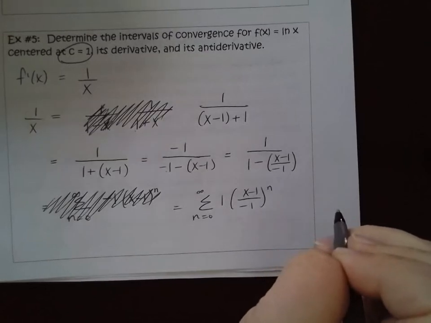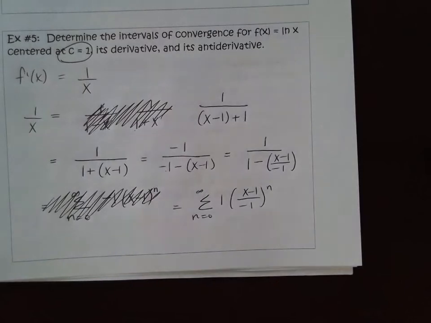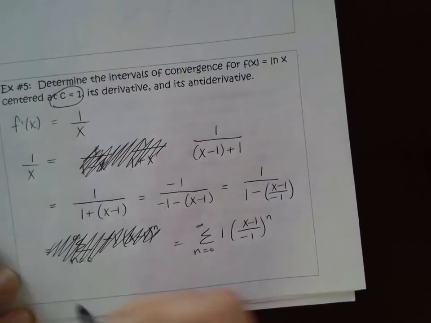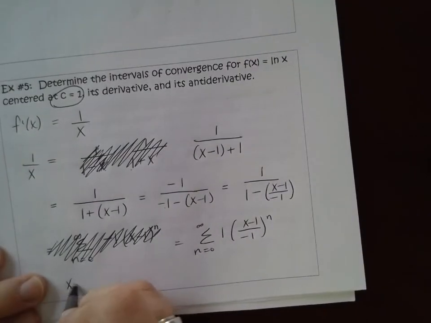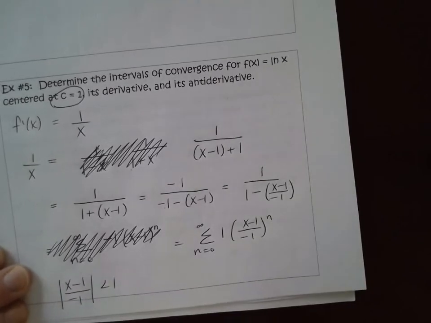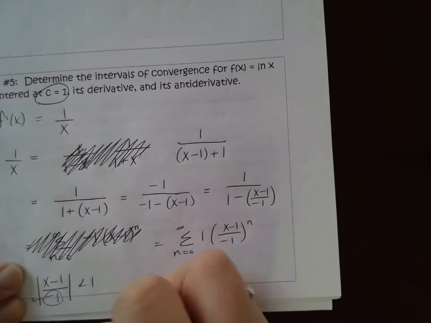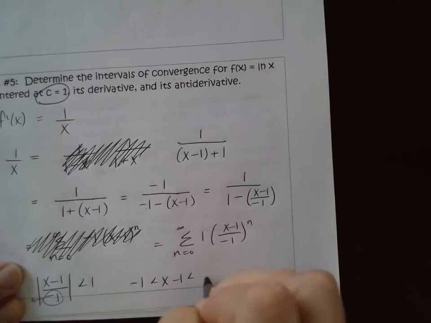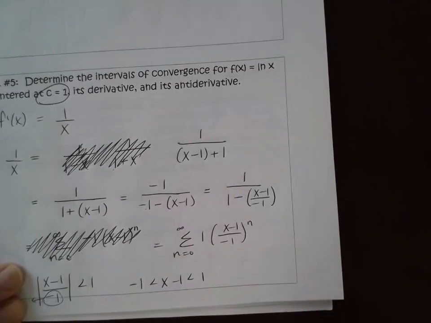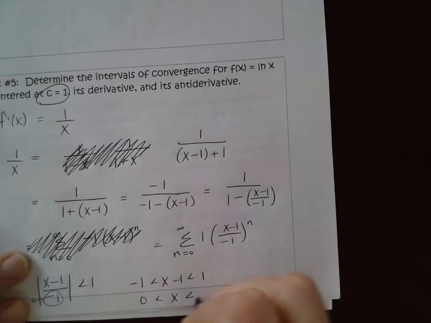And I'm going to look at its interval of convergence, and I'm going to look at its derivative and its antiderivative. So right here, if this is a geometric series, I'm going to bound it less than 1. The absolute value of negative 1 is 1, so I'm going to ignore that, and I'm going to squeeze x minus 1 between negative 1 and 1. Add 1 to both sides, and I get x between 0 and 2.